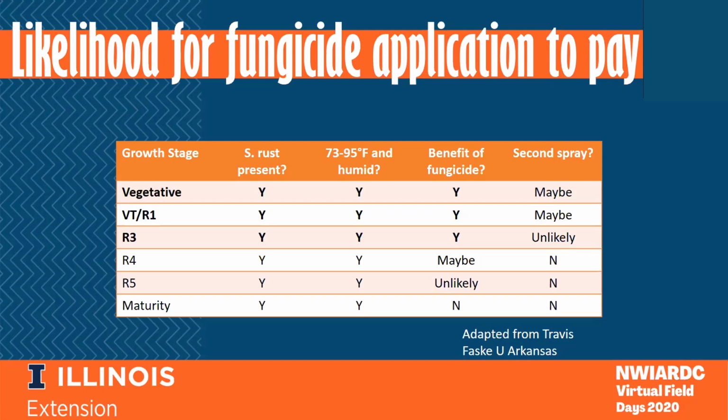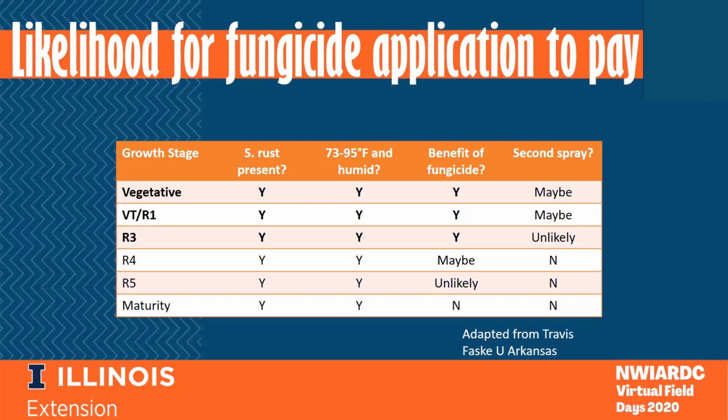Whatever you make in terms of saving yield is going to pay for that application cost. The first thing you need in the field is southern rust. Is it present at noticeable levels? Not just one leaf in the field, but you're going out and finding it pretty frequently. Is it in that temperature range we said is optimal for development, between 73 and 95 degrees Fahrenheit? We're catching some humidity, maybe there are some storms going through. If you're in that vegetative to R3, maybe even R4 window, then you might see a benefit from a fungicide application. Once you get past R4, it's very unlikely that you're going to see a benefit from your fungicide application.